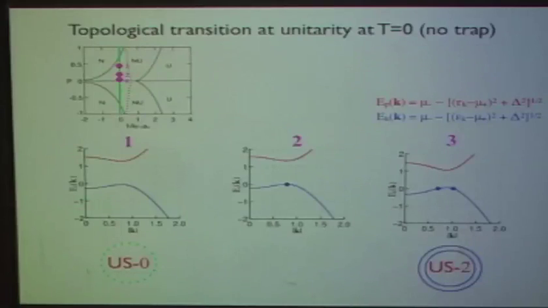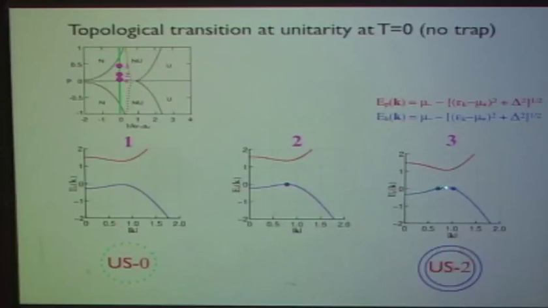So I just pick some points to show the topologically different phases. When the population is very close to 0, at the point labeled 1, if you see the excitation spectrum, this quasi-particle and quasi-hole excitation spectrum shows that it's a fully gapped phase. So there are no nodes, and it's called US0.